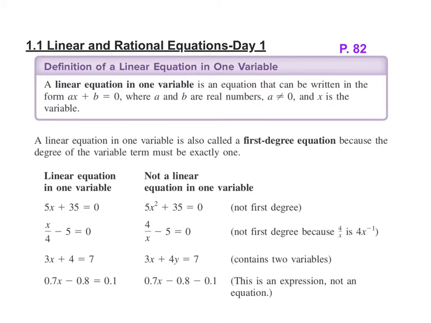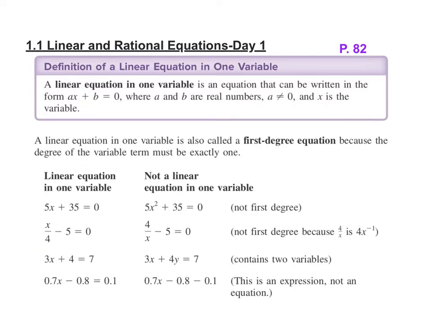Essentially, there's several characteristics that you need to look for when we're talking about a linear equation in one variable. One, obviously, there's only one variable. That's the first thing. Secondly, it's a first degree equation, meaning the highest power on the variable is going to be 1. So in all of these problems, for the linear equations, x is only ever to the first power. You can have a constant added or subtracted.